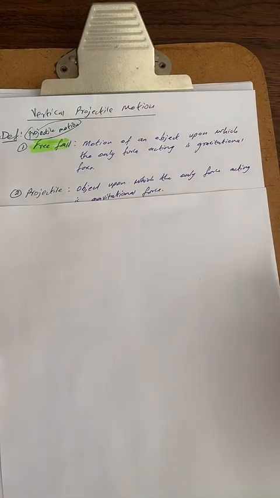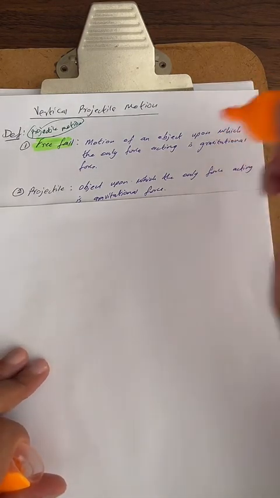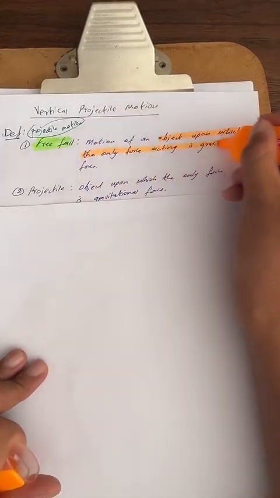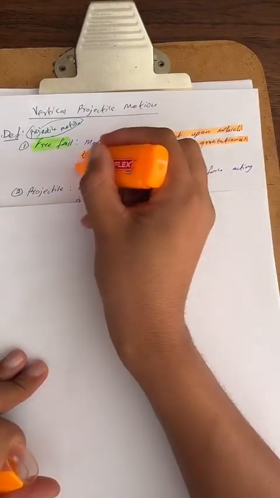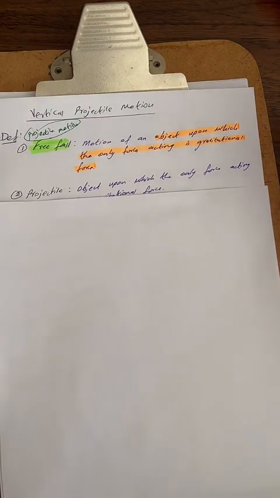To remember, we memorize definitions. If you are struggling with them, just make sure you memorize them, because you are going to be expected to reproduce them in a test. If you memorize the first definition, the second definition is actually integrated with the first one. The part that I've highlighted is actually the second definition. So they only differ by the first three words. Free fall will be the motion of an object, and a projectile will be the object upon which the only force acting is gravitational force.